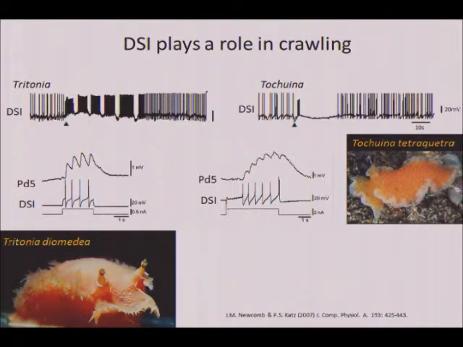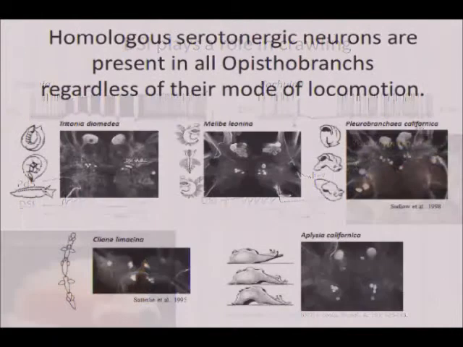We've identified a homolog of that pedal 5 in Tochuina, and the DSI homolog produces monosynaptic EPSPs. So this part of the circuitry is highly conserved, and the DSI is playing a role both in swimming and in accelerating crawling, and that is present in both of these species.